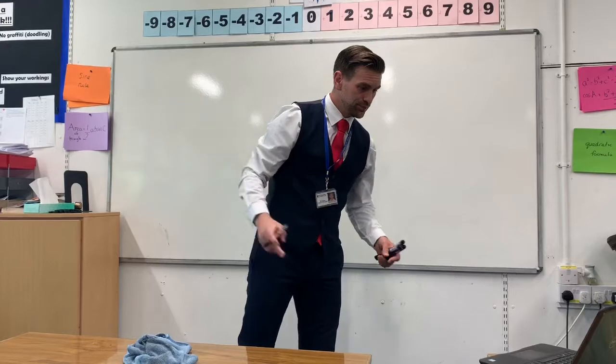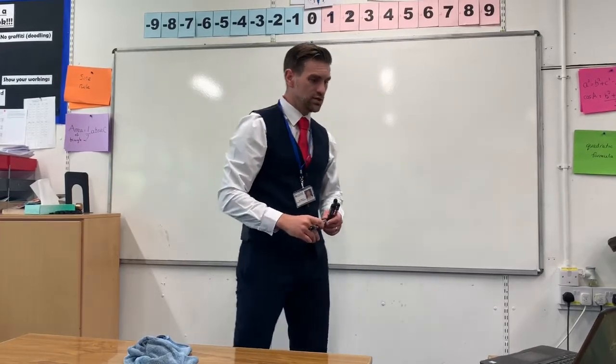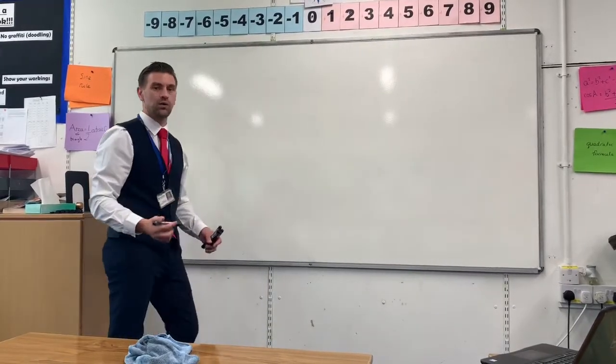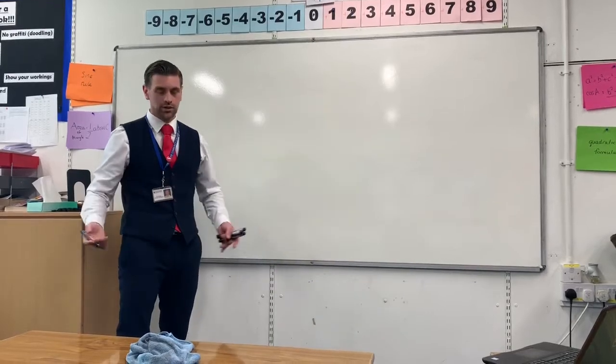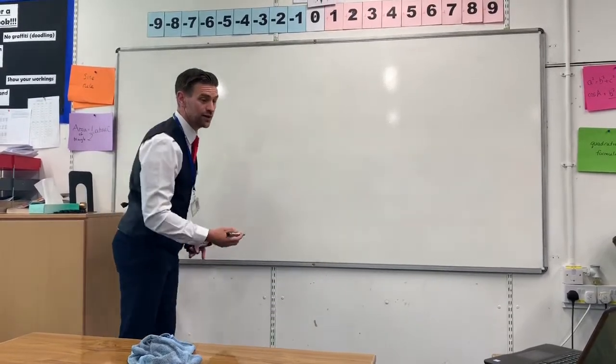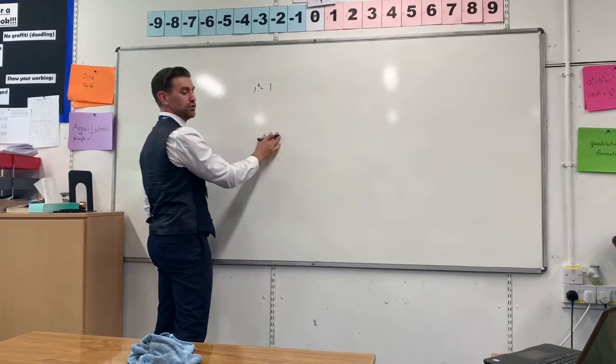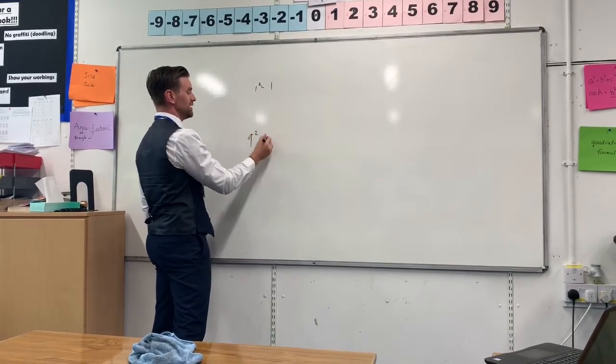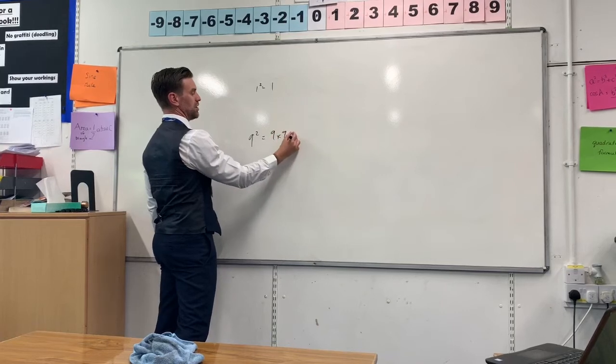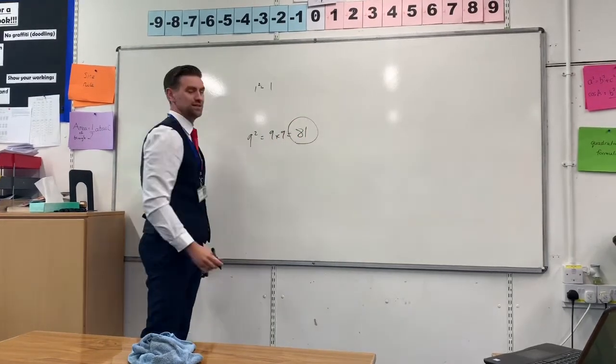Last but not least, what is the ninth square number? What's a square number? A number multiplied by itself. So 1 squared, 1 times 1 is 1, 2 squared, 3 squared, but the ninth square number is going to be 9 squared, which is 9 times 9, which is 81.